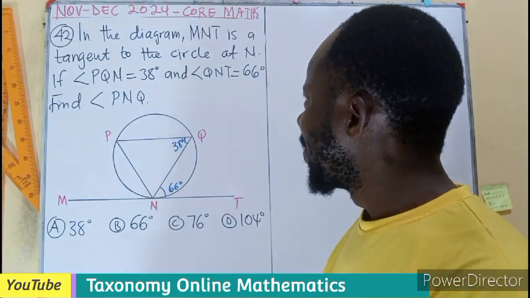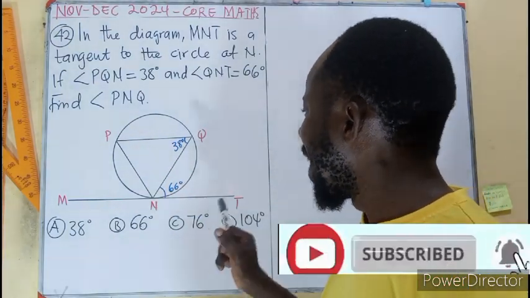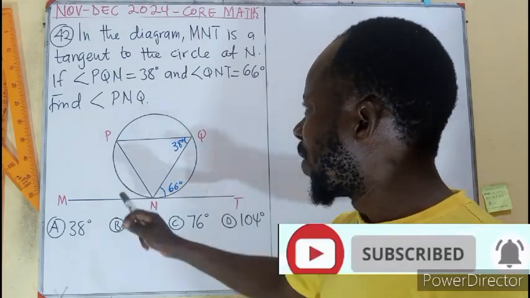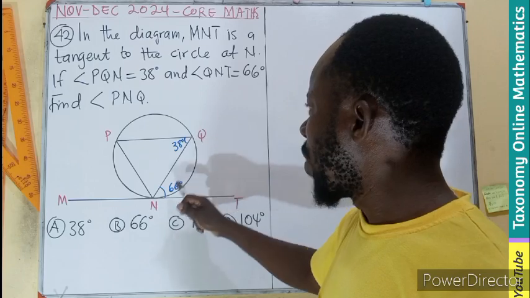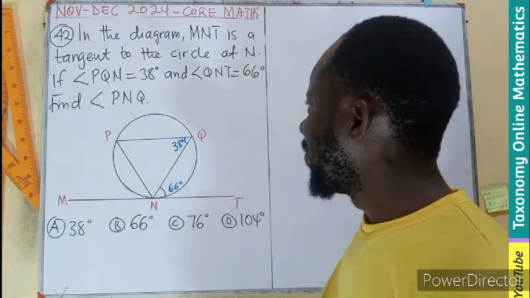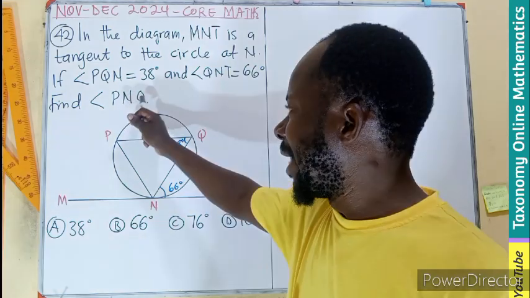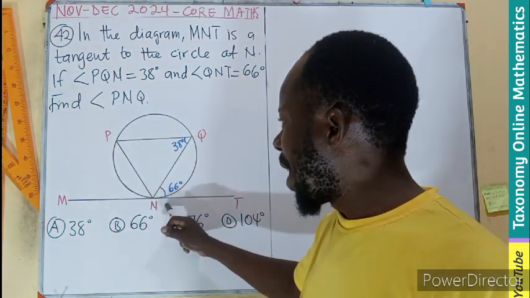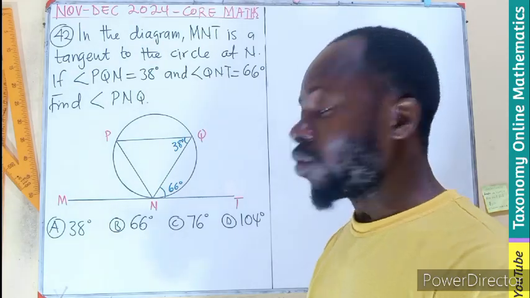In the diagram, MNT is a tangent to the circle at N. The angle PQN is 38 degrees. The angle QNT is 66 degrees. We have to find the angle PNQ. This very angle. Alright, we can solve it in two ways.